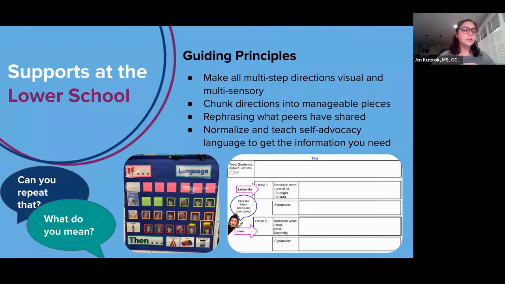And then for students, there's also this big focus of explicitly teaching strategies to the students. And for our youngest students, that is really self-advocacy language and normalizing that it's okay to have lost information, but what does it feel like when that happens and what do you do with that?